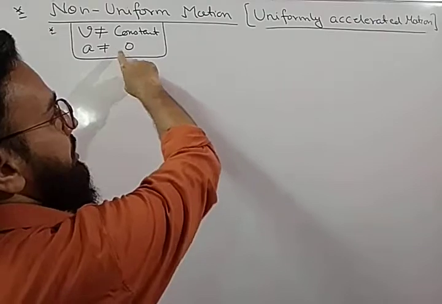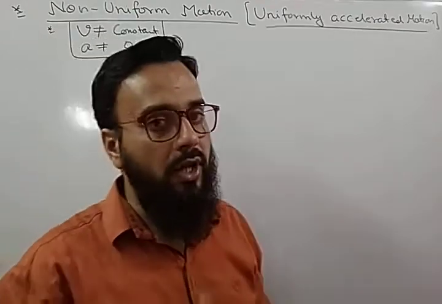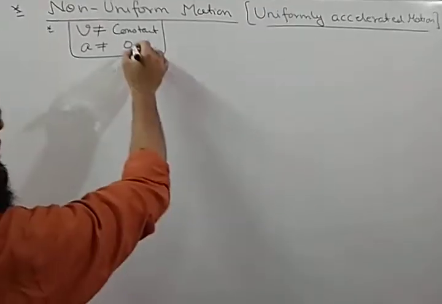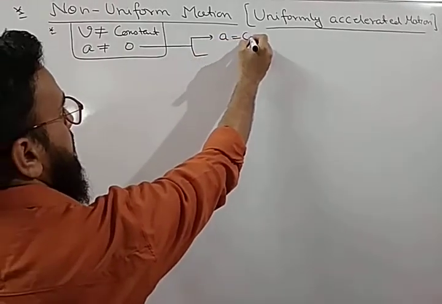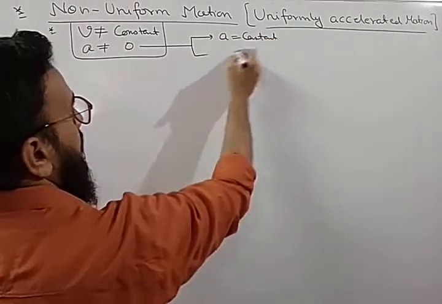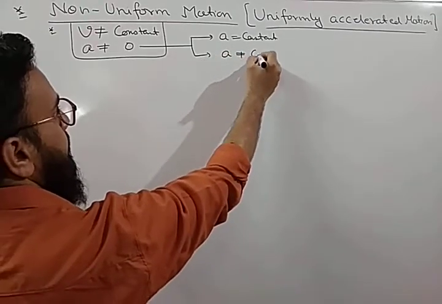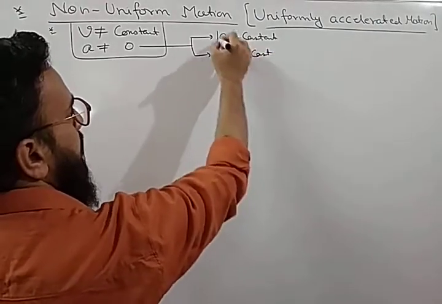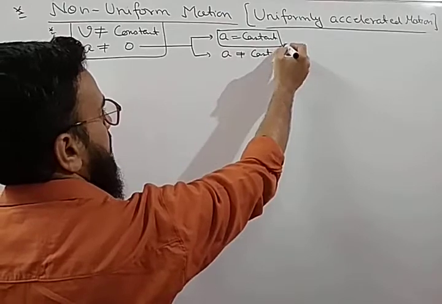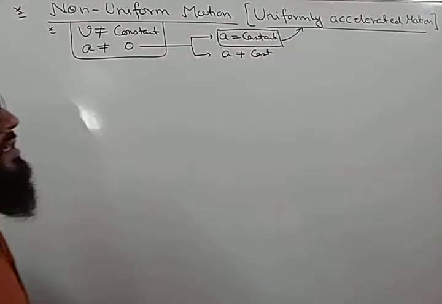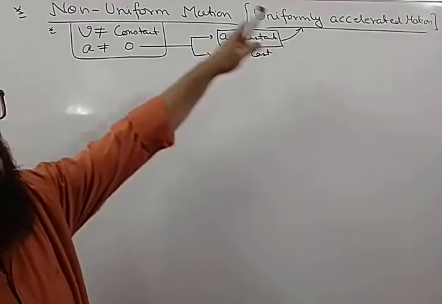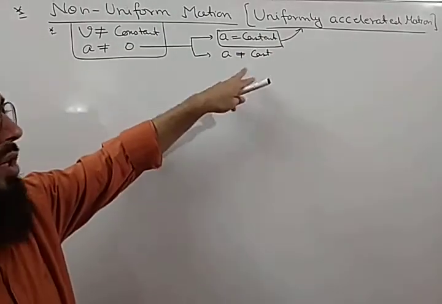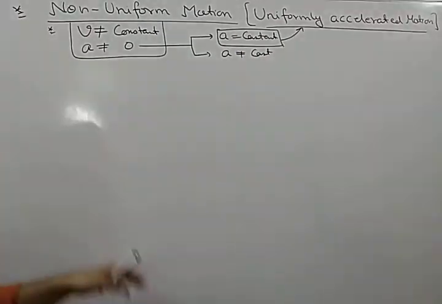When the acceleration is not zero, then there will be two conditions. Either it may be constant or it may not be constant. If acceleration is constant, then this is our uniformly accelerated motion. Okay. We have discussed all these things in my first video also, when we talked about the types of motion. So now we are going to draw the graph.